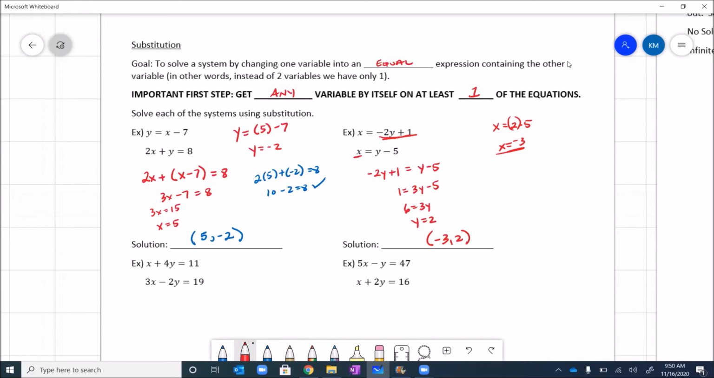Notice that it doesn't matter which values I find first and second. This is a coordinate, and so it goes x, comma, y.